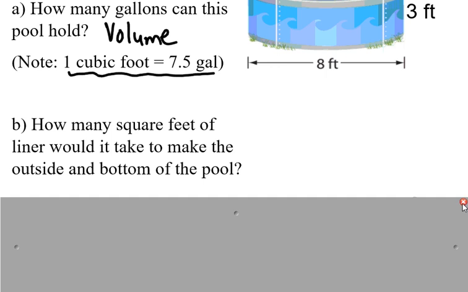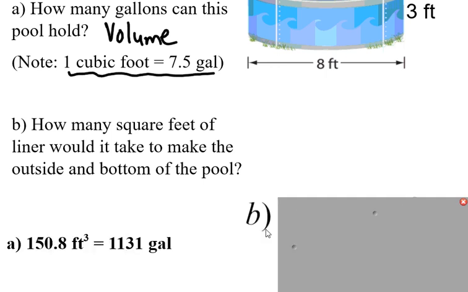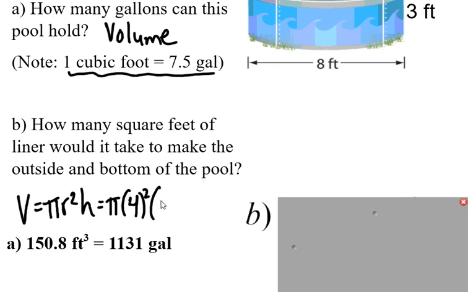Okay, here's the first one. Volume for a cylinder is pi r squared times h. Pi, the radius is 4, so I'll square that, times 3. That will give me cubic feet, and then to get from cubic feet to gallons, I need to multiply by 7.5, because that's how many gallons are in 1 cubic foot.